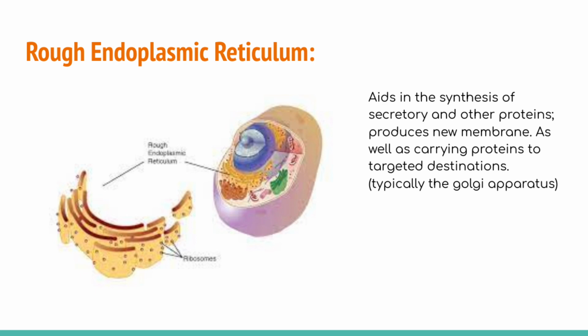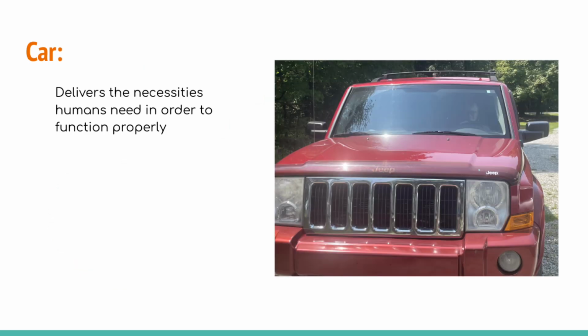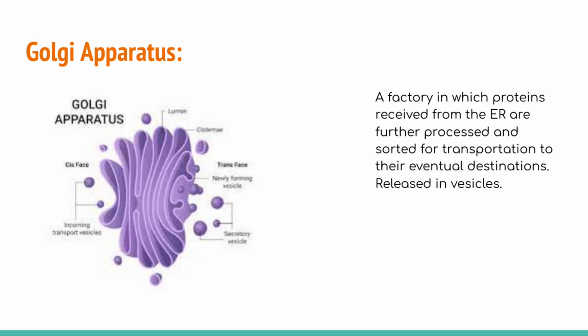Rough endoplasmic reticulum, also known as rough ER, aids in the synthesis of secretory and other protein, which helps in producing new membranes. It also carries proteins to targeted destinations, typically to the Golgi apparatus. A car is similar to rough ER by delivering the necessities humans need in order to function and live an eventful life. Next is the Golgi apparatus.